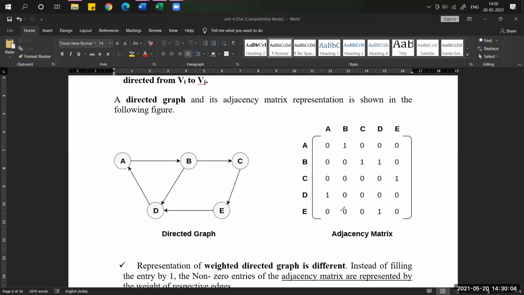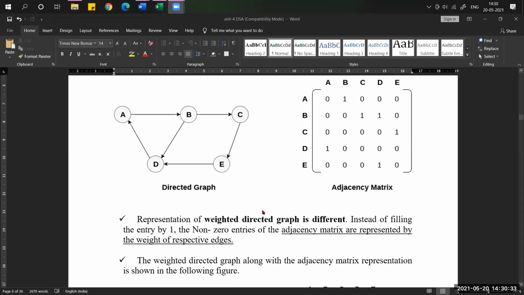This is how we are going to fill the adjacency matrix in the case of a directed graph. Here also it is the same thing. If an edge is present, you have to put 1. If it is not present, then go with 0. That is the important one. But look at the direction. Based on the direction, you have to fill the matrix in the case of a directed graph.